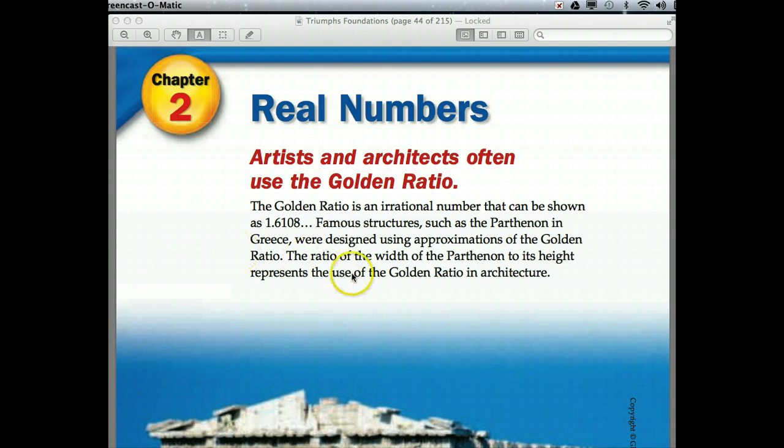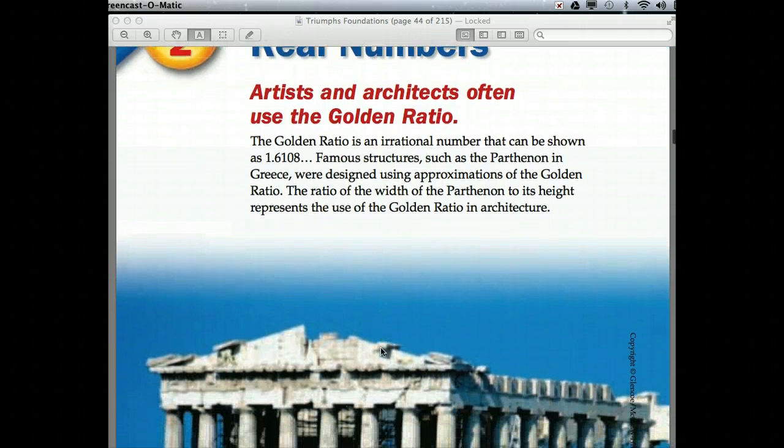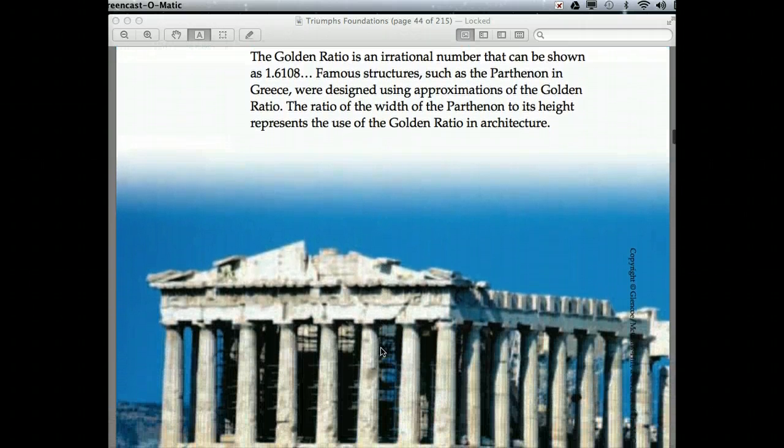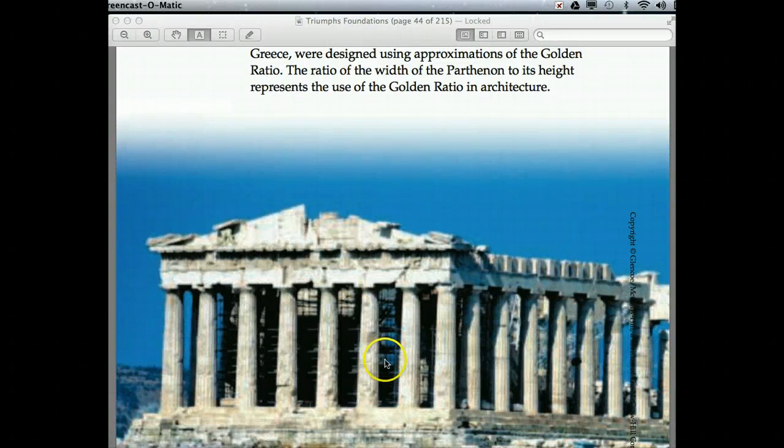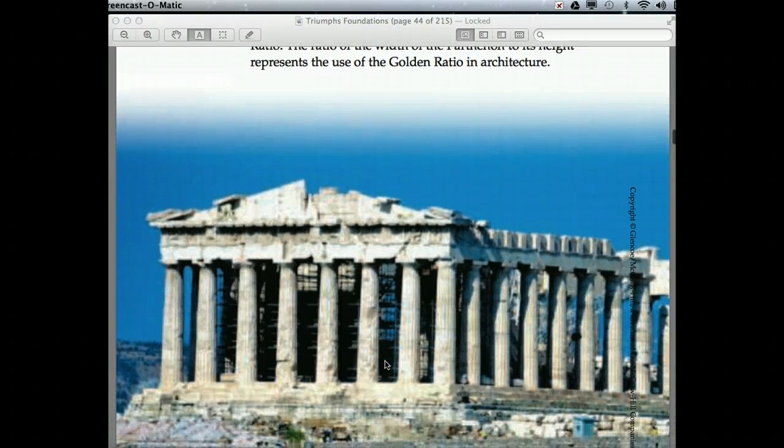The golden ratio, which is used in art and in architecture, is also a real number. See how it's used? The golden ratio is used in the Parthenon. Leonardo da Vinci used the golden ratio quite often. Isn't that beautiful?